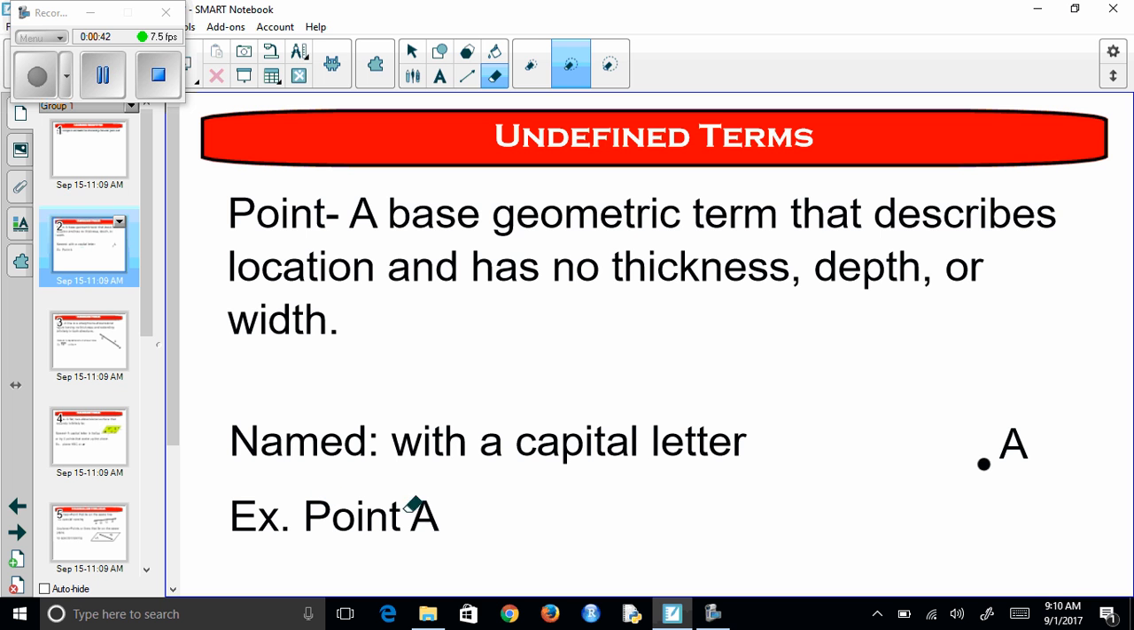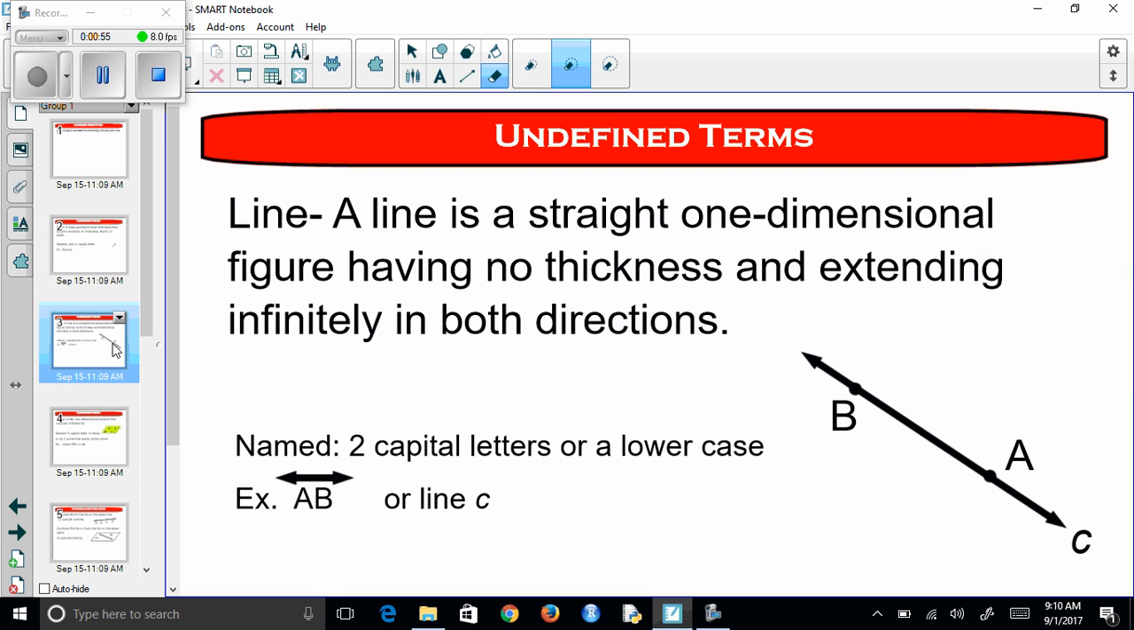When we're writing in words, we'll say point A. And for a drawing of it, there's just a point, and then there's a capital letter next to it, denoting that that's where the point is. Now, a collection of points in a straight line is called a line. A line is a straight one-dimensional figure having no thickness and extending infinitely in both directions. So those arrows mean it keeps going on forever there and keeps going on forever in the other direction.